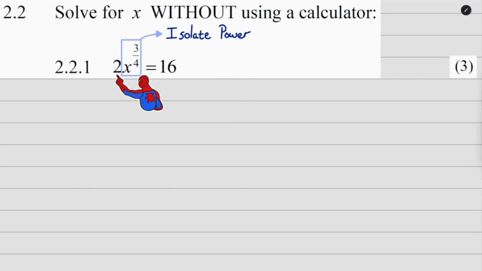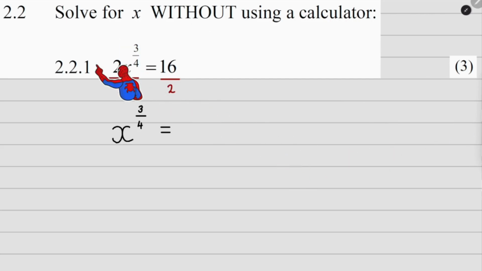So I need to get rid of this 2 over here, and I'm going to accomplish that by dividing both sides by 2. Okay, and then these 2s over here, we slap them out of there, and we're just left with our power. 16 divided by 2 will give me 8 on this side. And now I'm going to prime factorize the 8, so I'm going to convert it into 2 cubed.